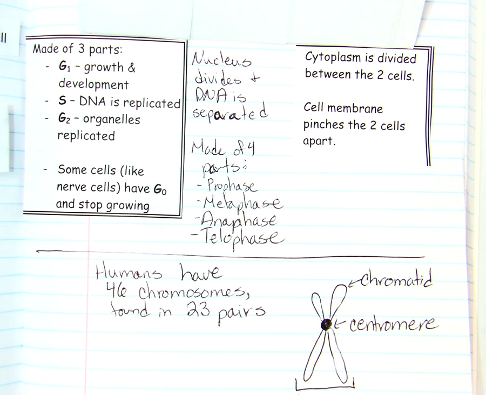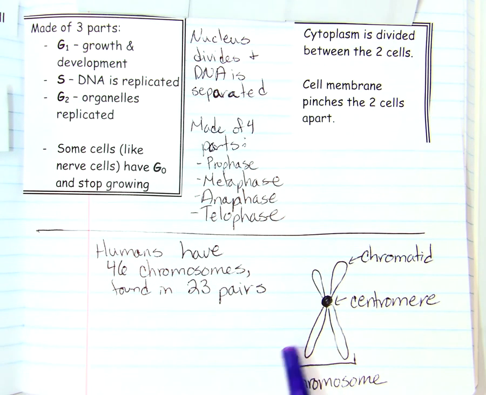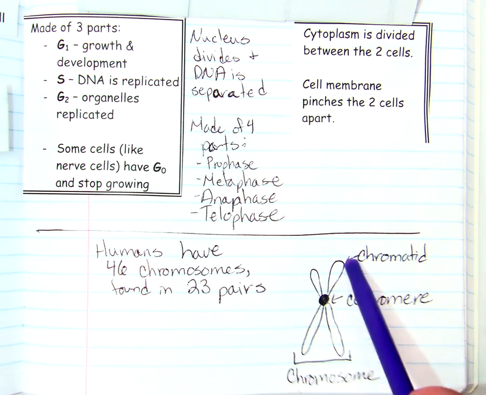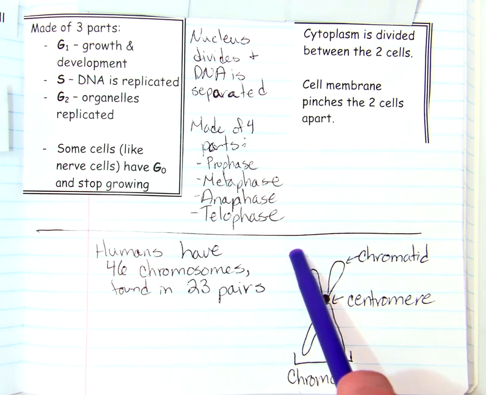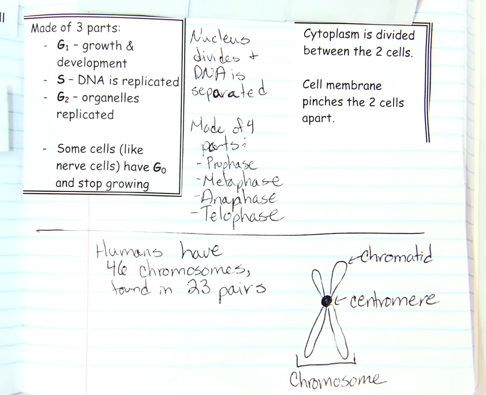Our chromosomes are going to be found within 23 pairs. You got 23 of them from mom, 23 from dad. Here is a sketch of a chromosome. The dot in the middle is called a centromere. Each half is a chromatid.